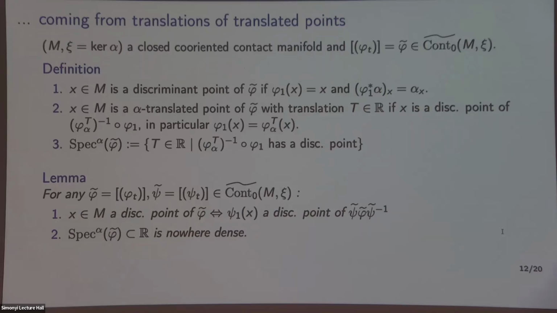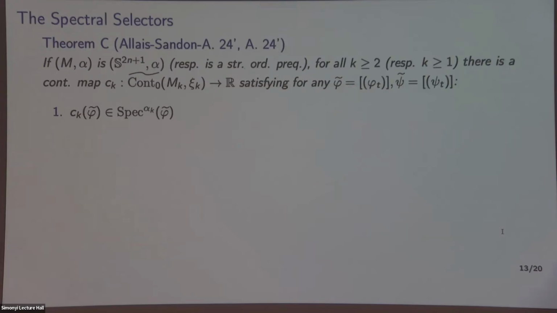Okay. And so now there is theorem C. So theorem C is that we are able to construct maps, actually, that associate to a contact isotopy a number in the spectrum. Okay, and I call this kind of map spectral selectors. So from theorem C, we will deduce theorem B, and from theorem B, we can deduce theorem A. So from theorem C, we will be able to construct contact capacity.